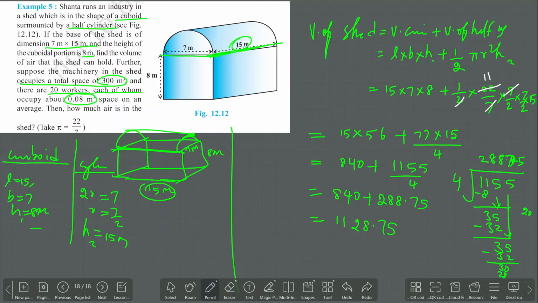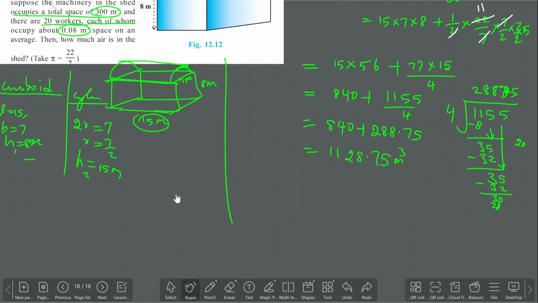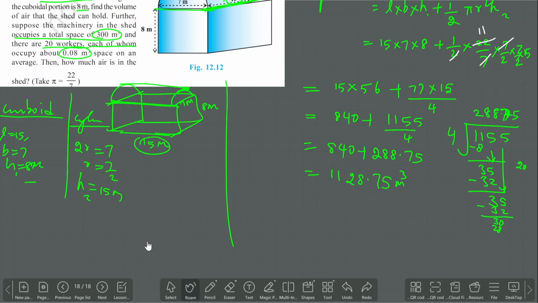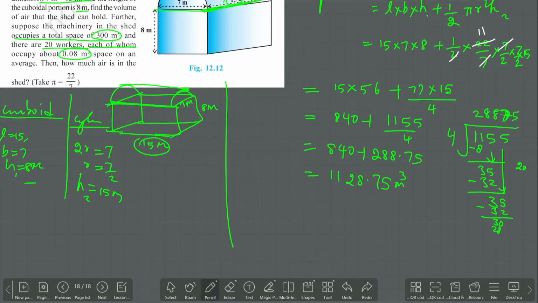1128.75 meter cube? This is not the final answer, children. We have to remove what occupies here, that we have to remove. So volume of remaining air is 1128.75 minus machines occupied 300 meter cube and people occupied totally 20.